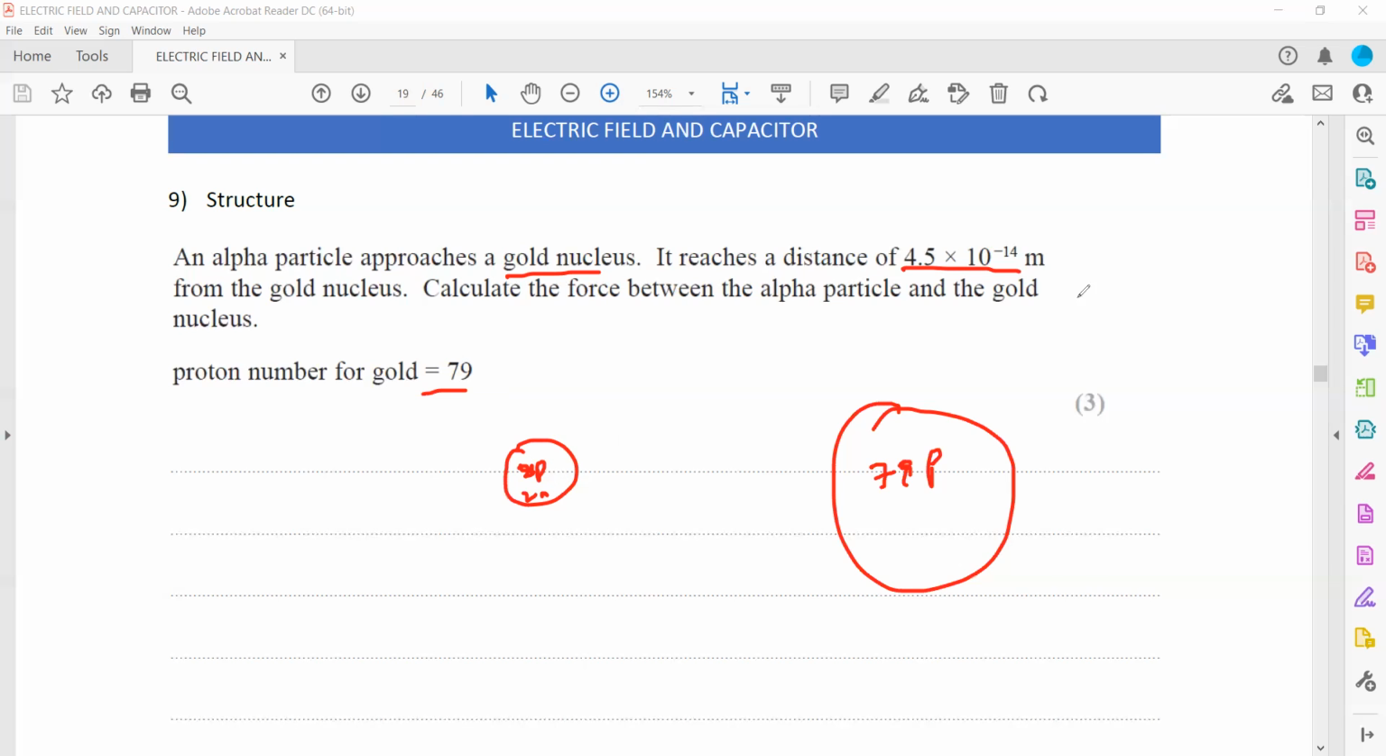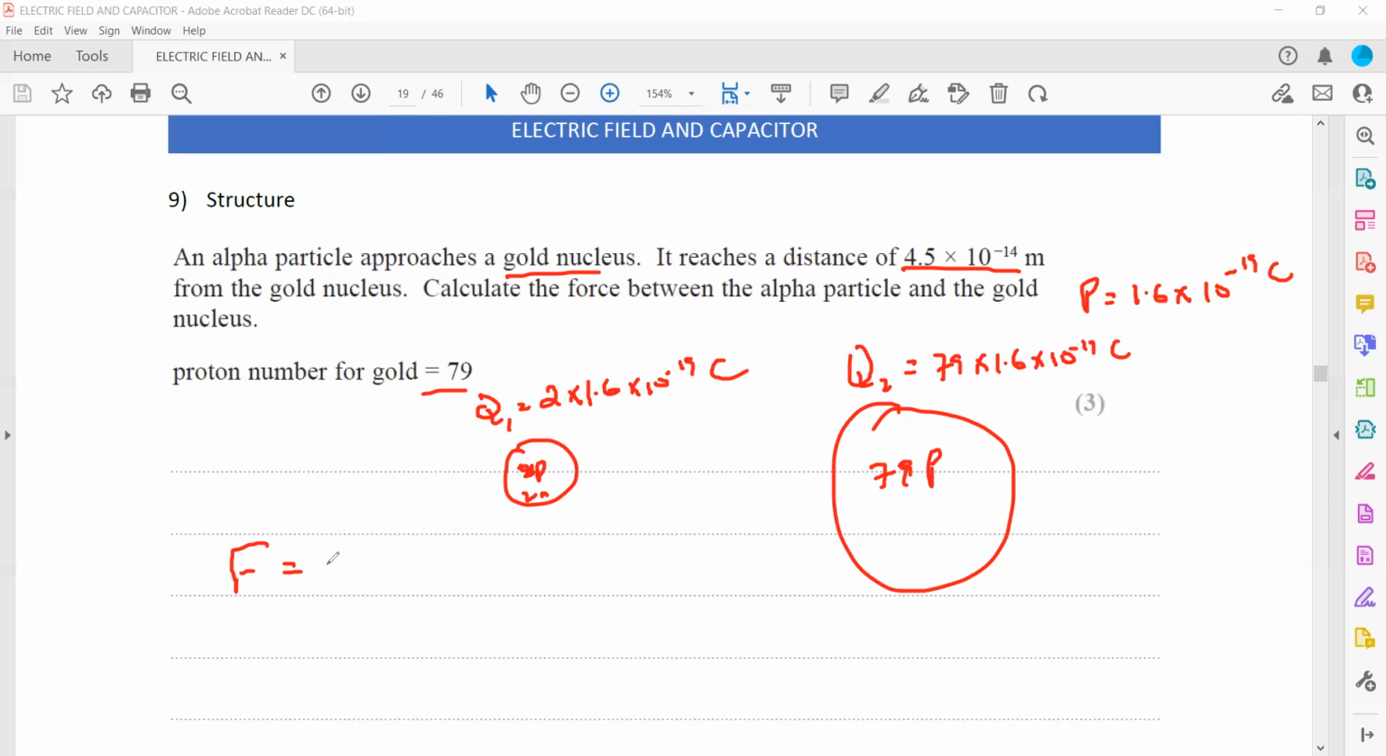The charge of a proton, you can check at the end where the constants are given, is the same magnitude as the electron, which is 1.6 into 10 power minus 19. So the total charge Q1 will be equal to 2 into 1.6 into 10 power minus 19. Why not 4? Because neutrons are neutral, they don't have charge, that's why we don't consider them. And the charge on the gold nucleus is 79 multiplied by 1.6 into 10 power minus 19.